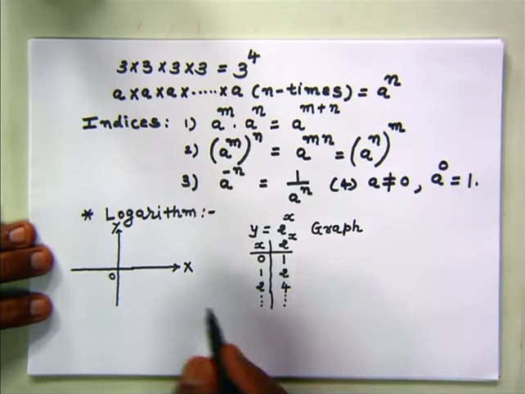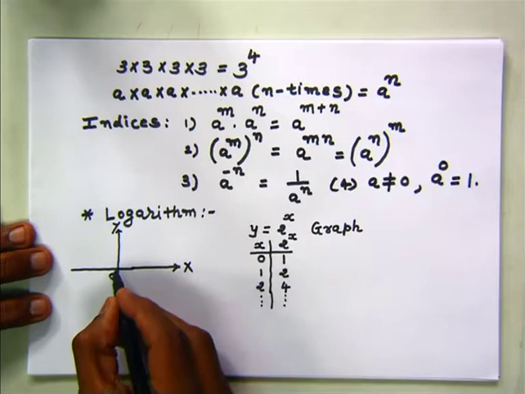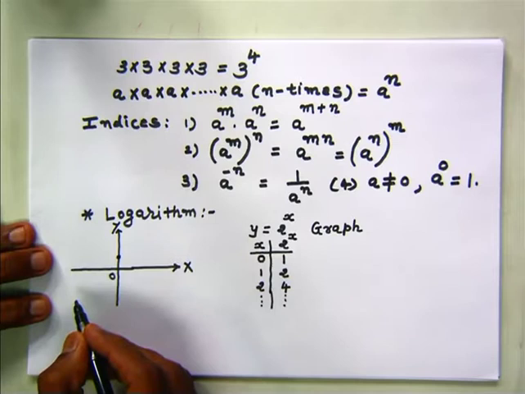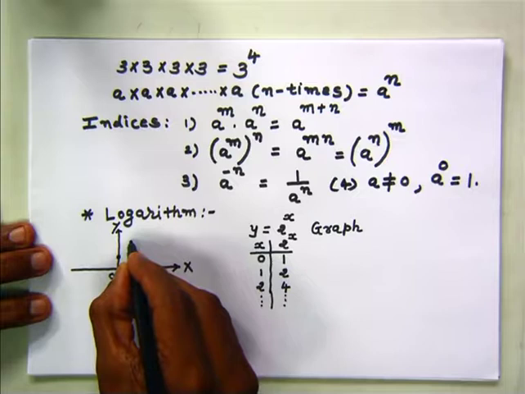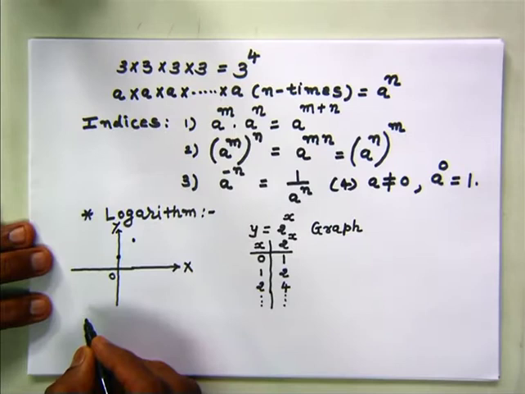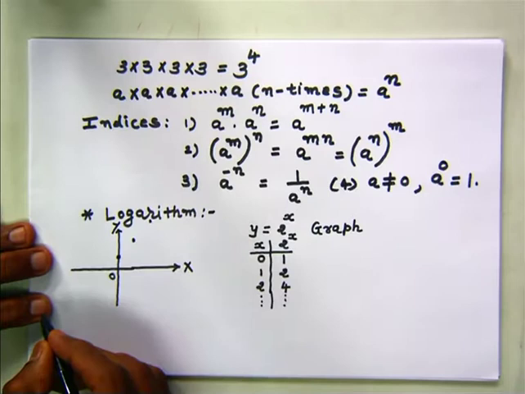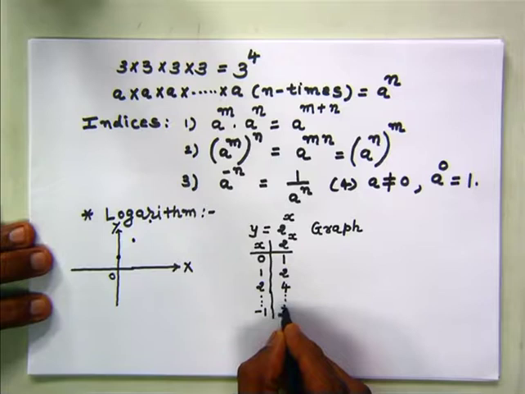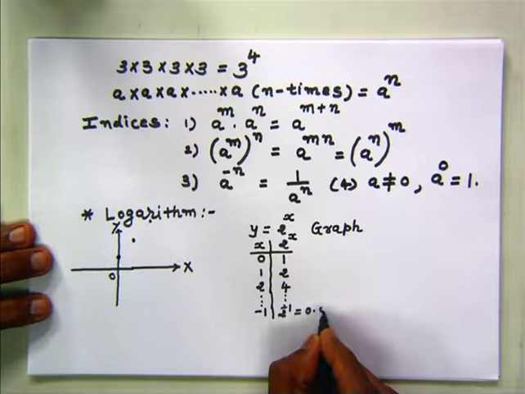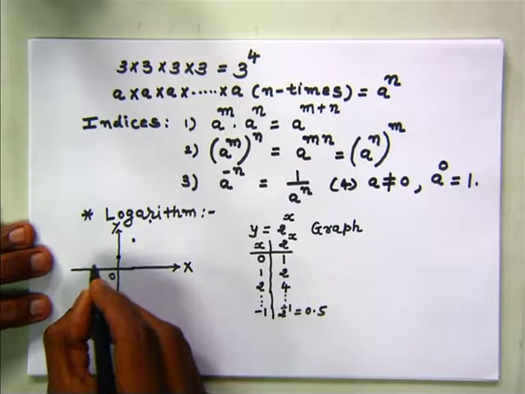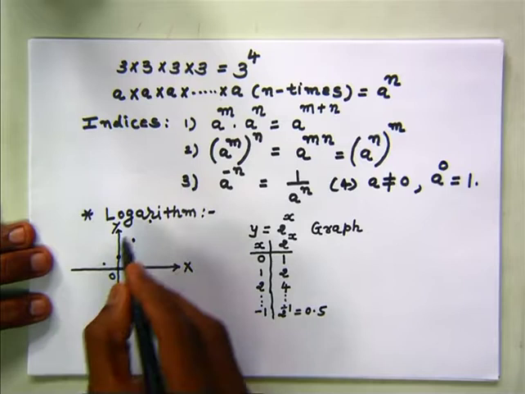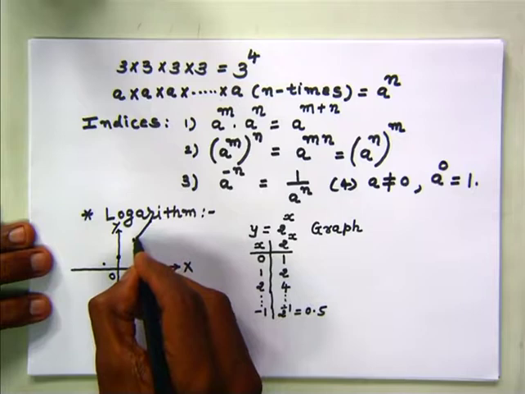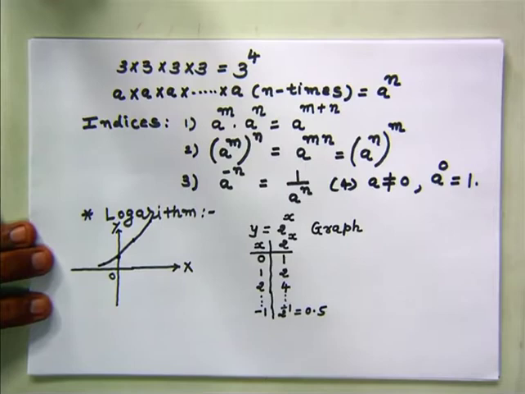For example, when x is 0, y is 1. The point will be somewhere over here. When x is 1, y is 2. It will possibly be somewhere over here. 2, it is 4, and so on. Suppose I would have taken minus 1. Okay, let us take it. Then 2 to the power minus 1, 1 by 2, is nothing but 0.5. So when x is minus 1, y is 0.5. The point will be somewhere over here. Using the points, let us draw a free sketch passing through. It will look like this.